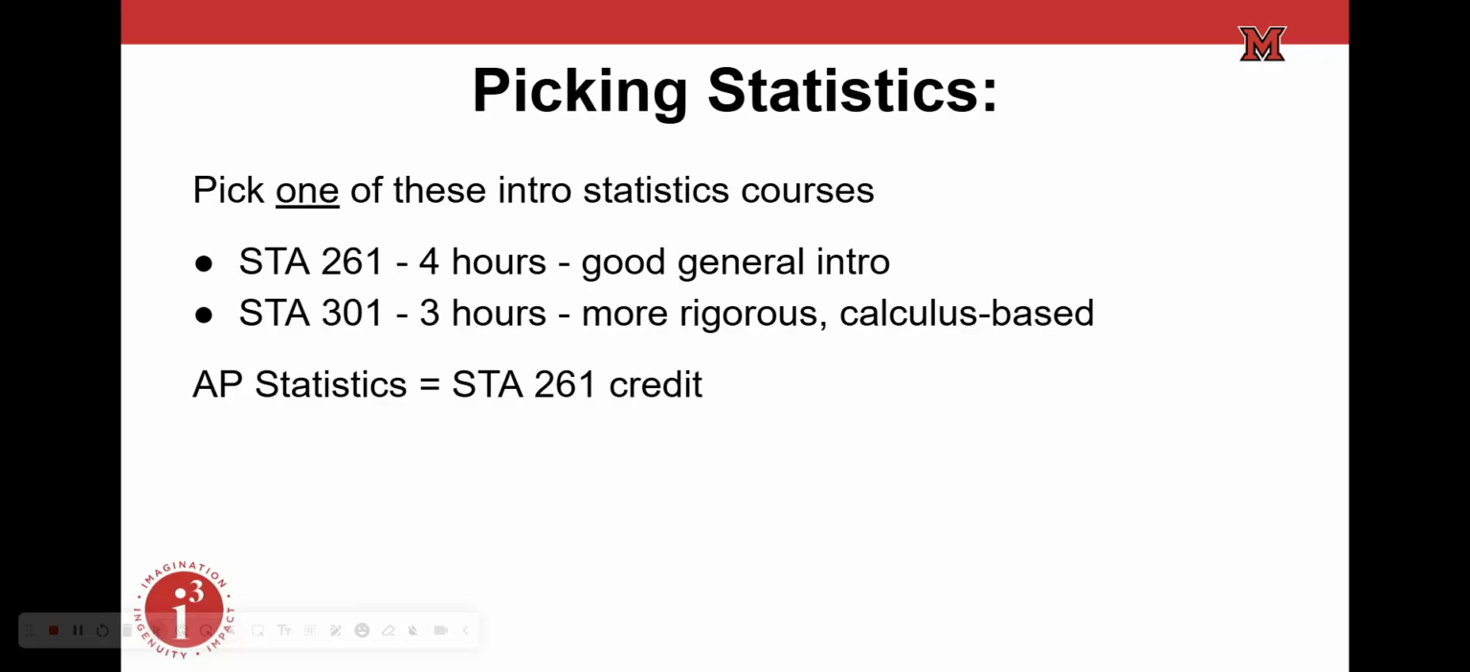Picking statistics. There are 2 statistics courses you can choose from. Statistics 261 is 4 hours. It's a good general intro. 301 is 3 hours. It's more rigorous and calculus-based. If you took AP Statistics, you can get credit for your Stats 261. So, depending on how much you like calculus, will determine if you take Stats 261 or Stats 301.